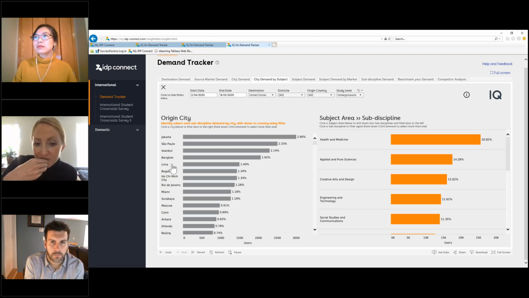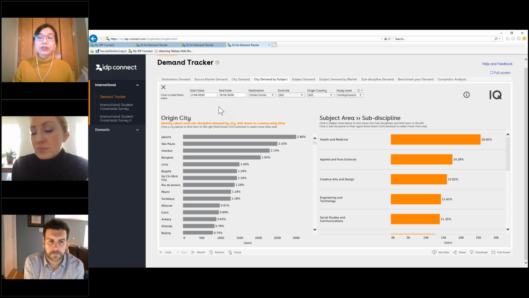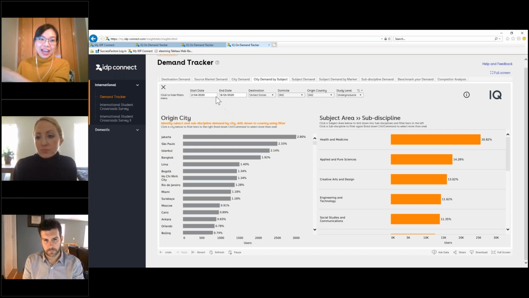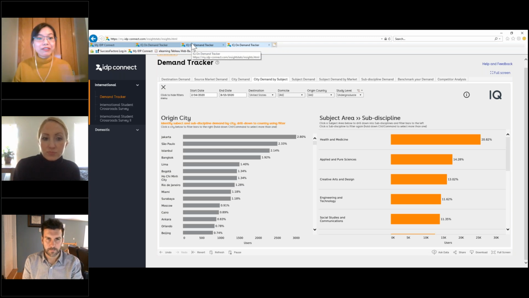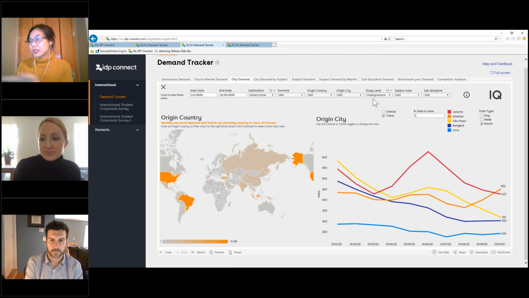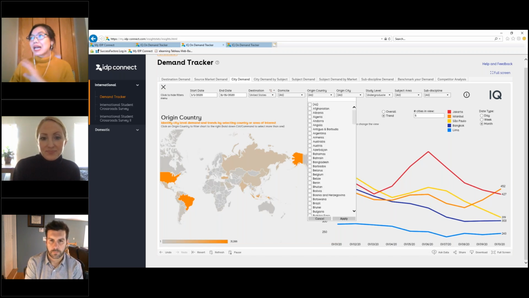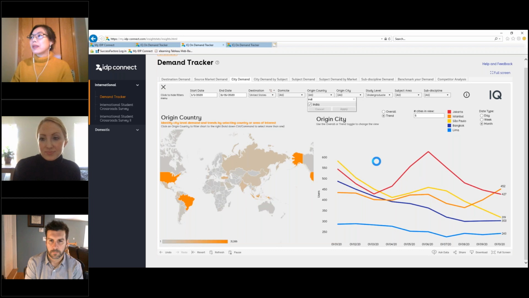So first up, we have: what second and third tier cities in India are most up and coming for undergraduate students? Okay, so with that, we want to look at the city level. Using the tool, since I already have this up, I'm going to walk you through, and if David wants to chime in, you are more than welcome to. I'm going to go back to the tab called city demand, and we are interested in undergrad, which is already there. And we would like to look at only India, right, Ellie? Yes. Okay, so let's unselect everything, pick India here, and then click apply.